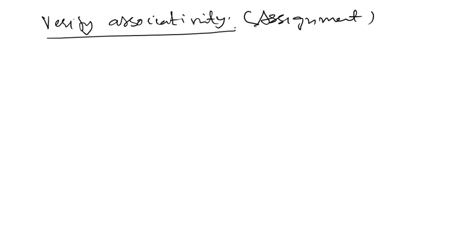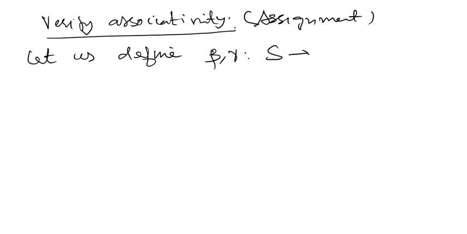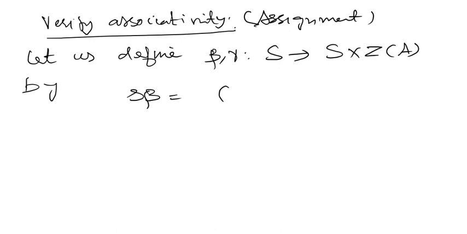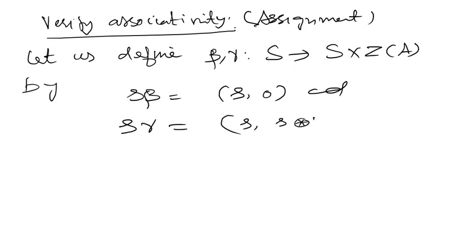So let's define beta, gamma from S to S cross ZA by S beta is equal to (S, 0). पहला फर्स्ट एलिमेंट S का, सेकंड इज द आइडेंटिटी which is the identity of ZA, and S gamma is equal to (S, S tensor 1 minus 1 tensor S). So second, Z is a group with respect to addition, so minus is defined there. So it is the additive inverse minus.